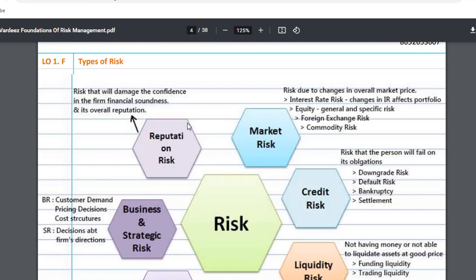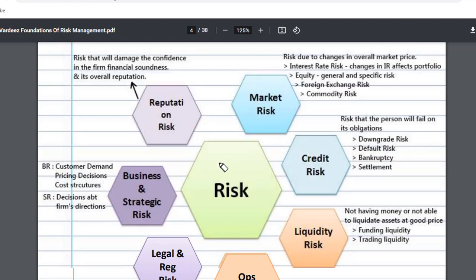All right, moving on to the types of risk. When we're talking about risk, there are different types of risk that exist. Let's talk about market risk first. Risk due to changes in the overall market price. When you invest in the portfolio or in the market, the risk of price going up and down is referred to as the market risk. There are 4 different categories. Interest rate risk is when changes in the interest rate will affect your portfolio. Interest rate going up and down will have an effect on your portfolio. That's interest rate risk. Equity risk is when you invest in the market, the price going up and down. Over here we have general and specific.